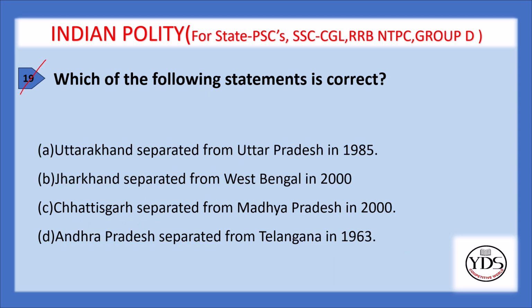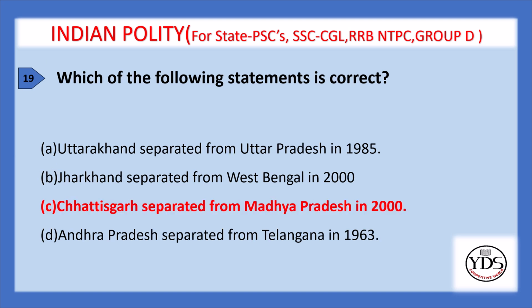19th question. Which of the following statements is correct? Option A. Uttarakhand separated from Uttar Pradesh in 1985. Option B. Jharkhand separated from West Bengal in 2000. Option C. Chhattisgarh separated from Madhya Pradesh in 2000. Option D. Andhra Pradesh separated from Telangana in 1963. And the answer is option C. Chhattisgarh separated from Madhya Pradesh in 2000.